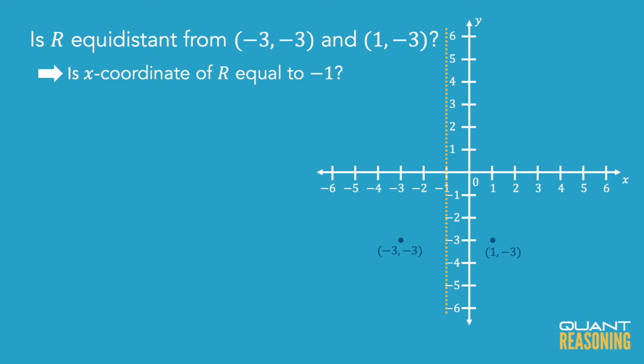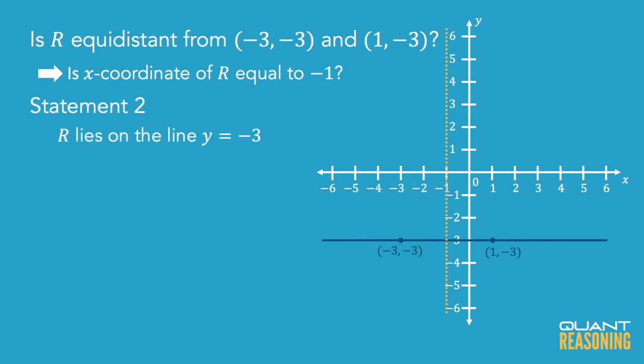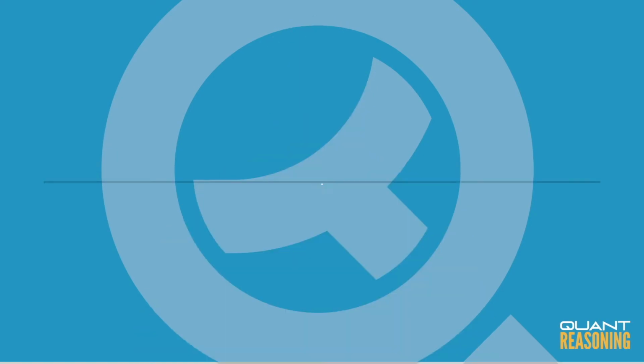Looking at the statements, statement 1 tells us exactly what we wanted to know, but statement 2 on its own doesn't allow us to infer the x coordinate of point R, and therefore I'm going to go ahead and pick answer choice A and move on to the next question.